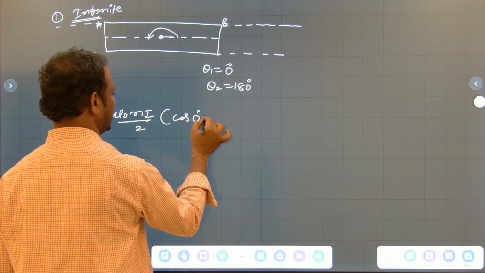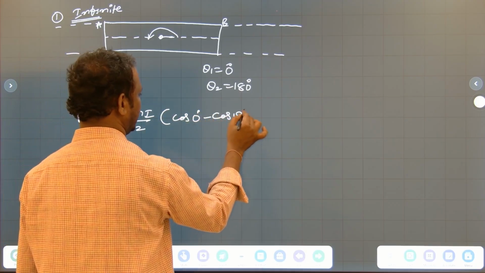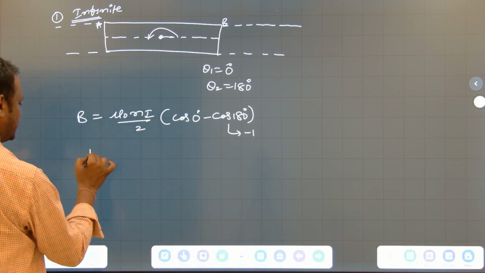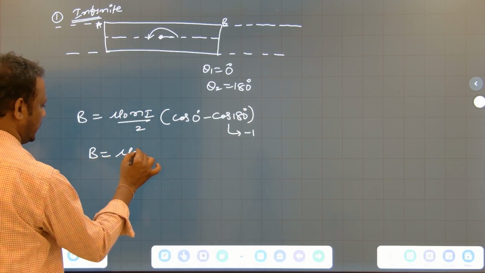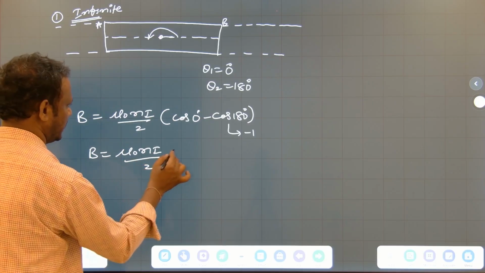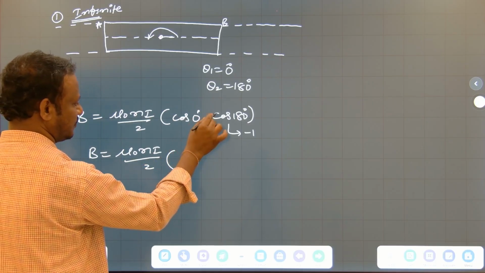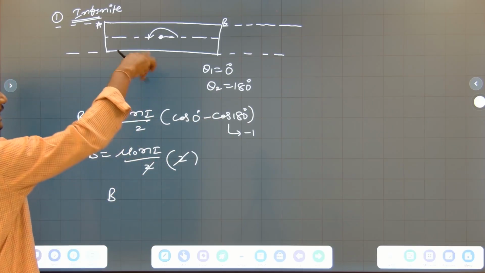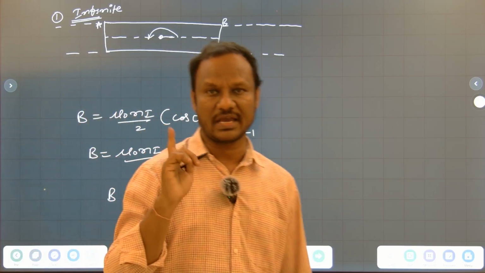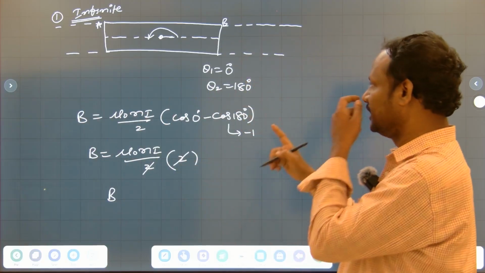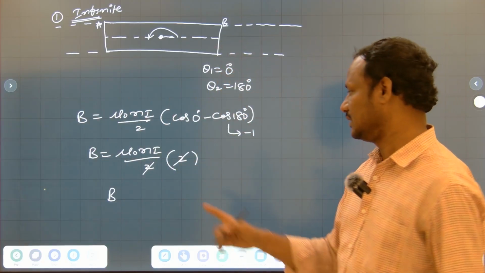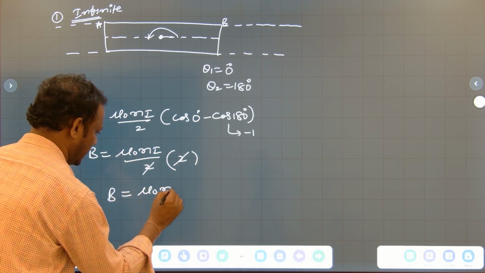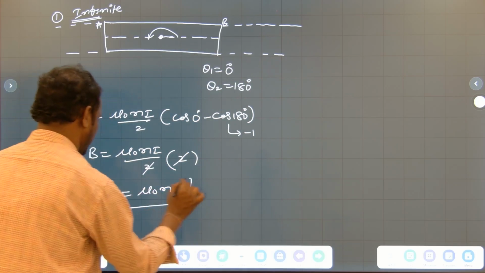So the magnetic field induction B equals mu naught n i by 2 times cos 0 degrees minus cos 180 degrees. You know cos 180 is minus 1, and cos 0 is 1. Minus of minus is plus, so it is 2, and the 2 and 2 cancel. The magnetic field induction inside, on the axis of the solenoid, which we can treat as infinite, is B equals mu naught n i. Here n is the number of turns per unit length.